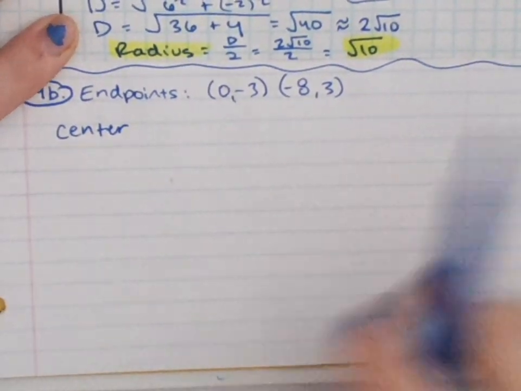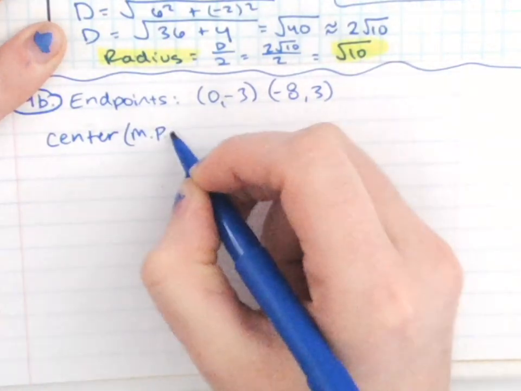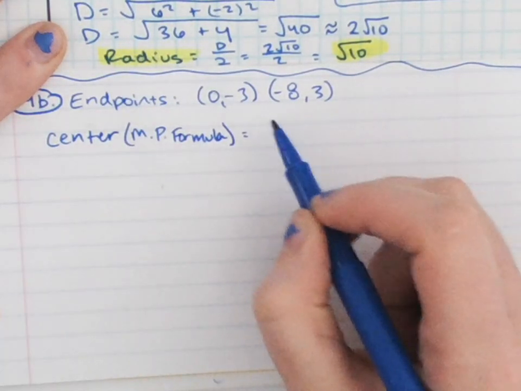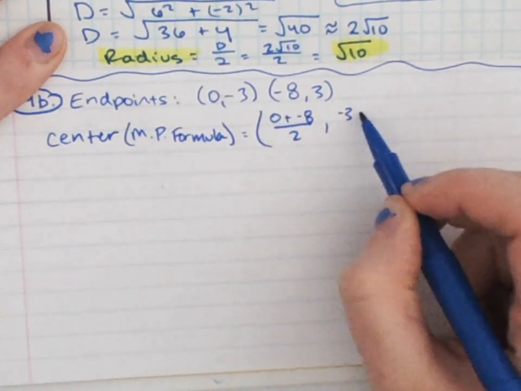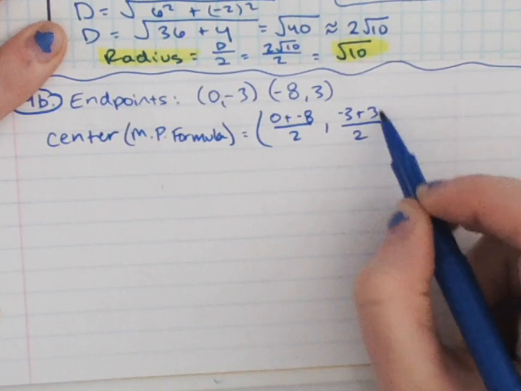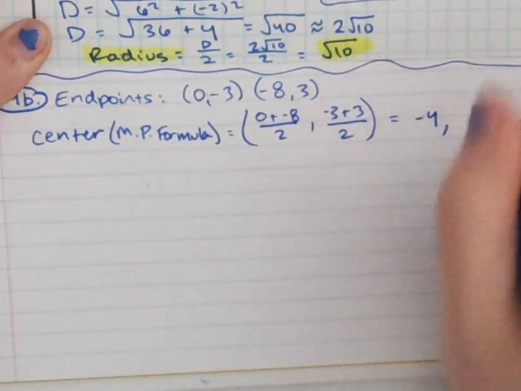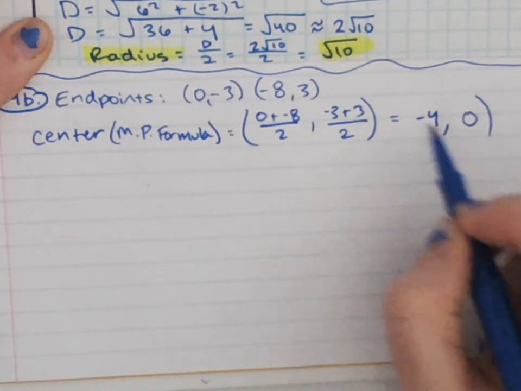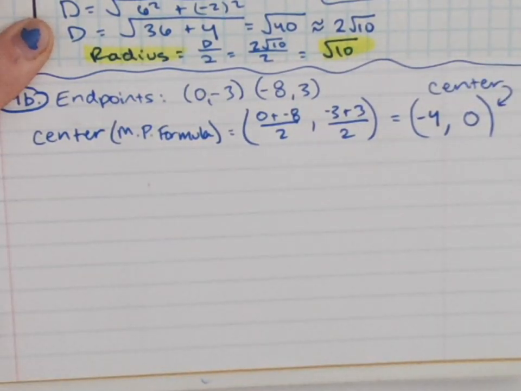So back here, we're going to find the center through the midpoint formula. We're going to add the x's together, 0 plus negative 8, cut them in half. Negative 3 plus 3, cut them in half. And then we're just going to simplify. So negative 8 plus 0 is negative 8, divided by 2 gives us negative 4. This is 0 over 2, so 0 divided by anything is still 0. There is our new center of the circle. Now we need to find the radius.